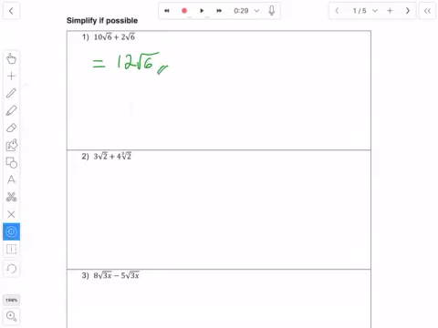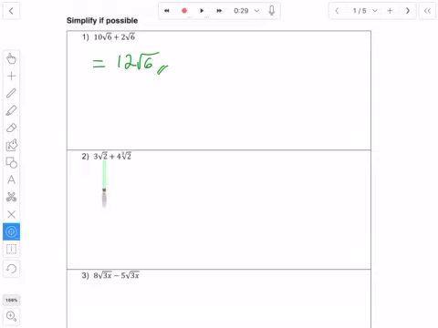As you can see, I'm not adding inside. I'm just adding the numbers outside, because that means that I have 10 square root of 6. And then I have 2 square root of 6. So when I add them all together, I have 12 square root of 6.